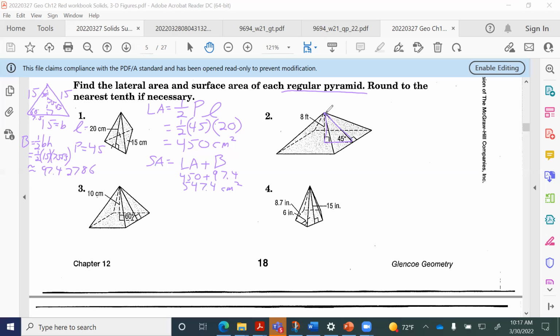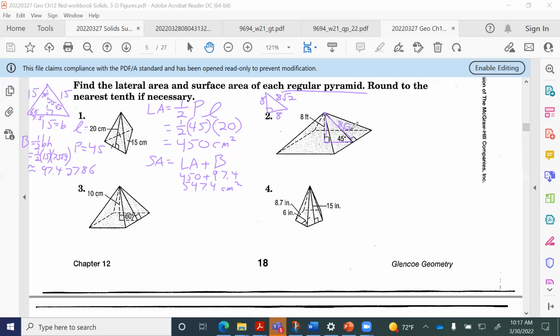It says this is the right angle, and that's a 45-degree angle. So that's enough to find some other sides of that triangle, because that is a 45, 45, 90 triangle. If the height's 8, the other leg has to be 8, and the hypotenuse has to be what? This is 8, and this is 8. Radical 2. That's going to be our slant height.